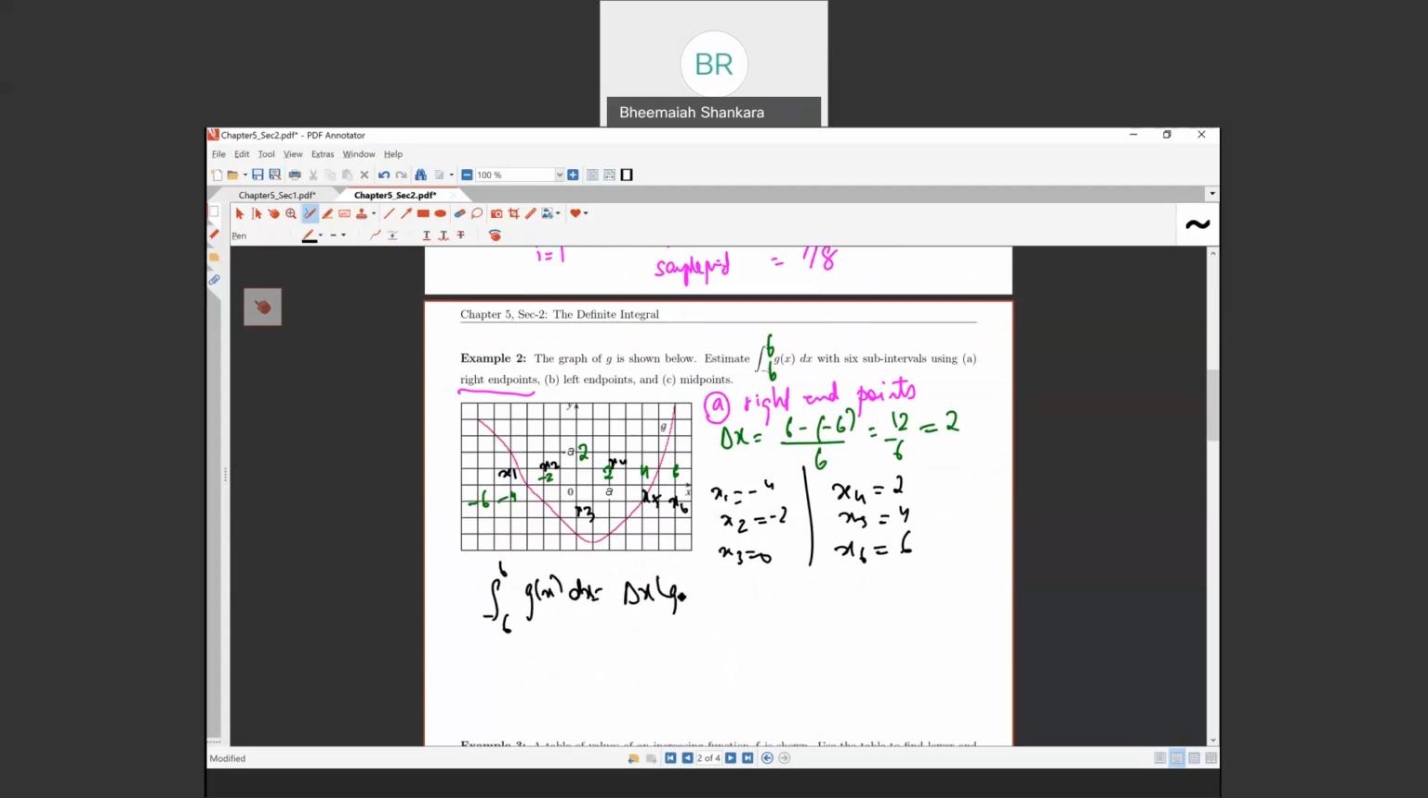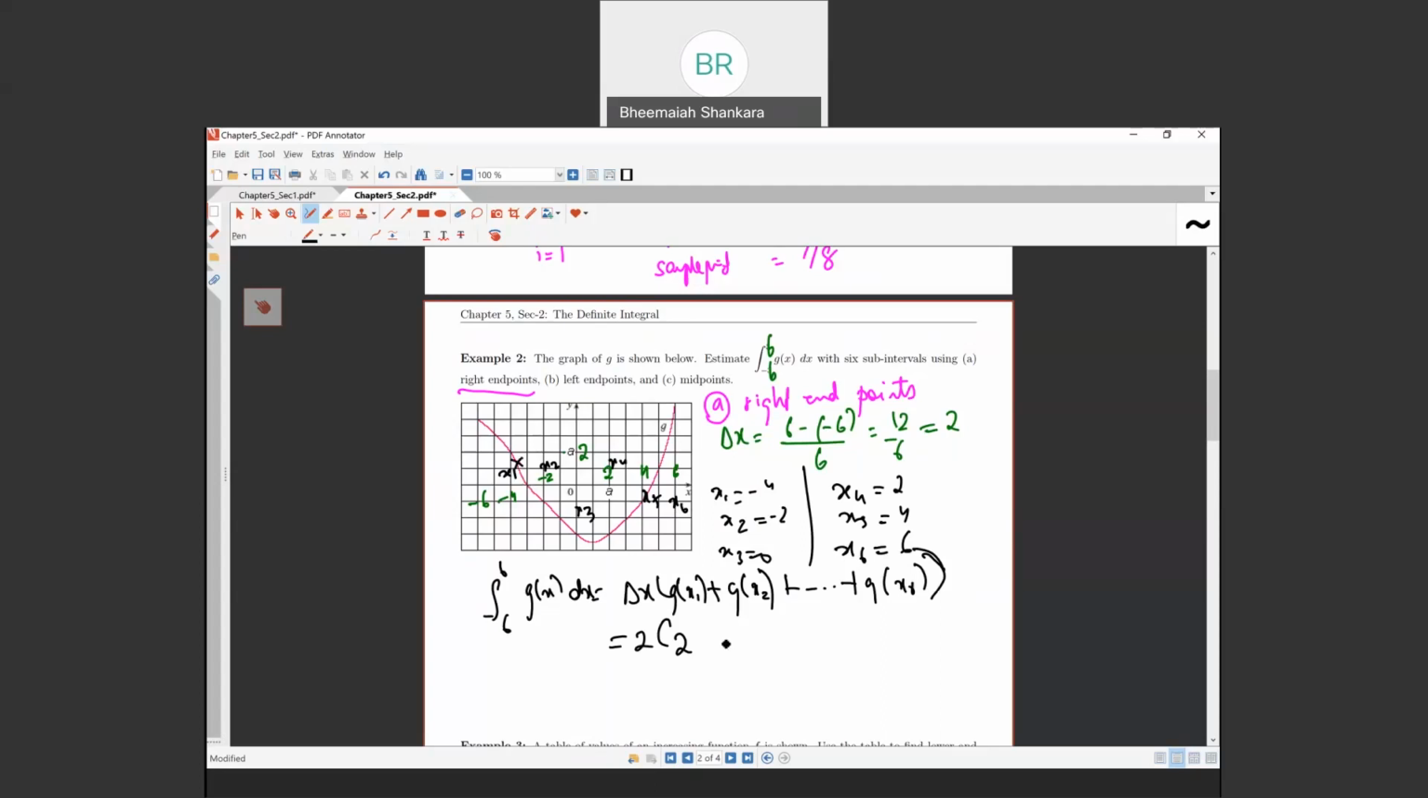Expand using the formula g(x1), g(x2), all the way up to g(xn). So we have 2 and the g(x1) is 2. So this is reading the graph. You read g at -4. From the graph it is 2. That's this point.